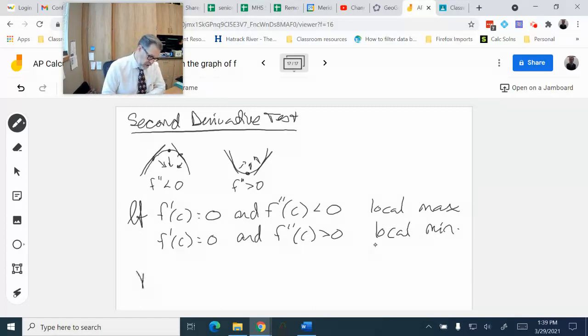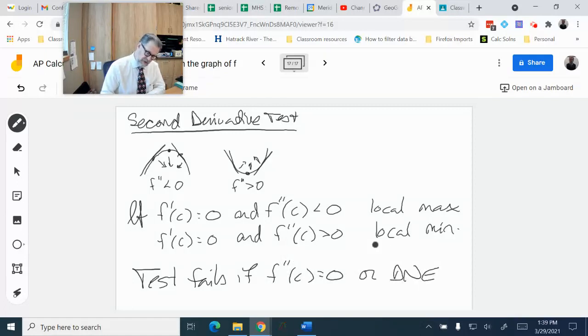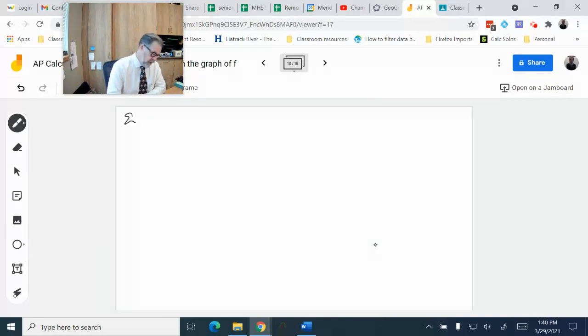So notice that this test fails if the second derivative is equal to 0 or does not exist. And so we'll still have to do some of that first derivative analysis that we did earlier in situations where, in fact, this just doesn't work. But if it does work, it's a pretty cool little shortcut. So let's do a quick example.